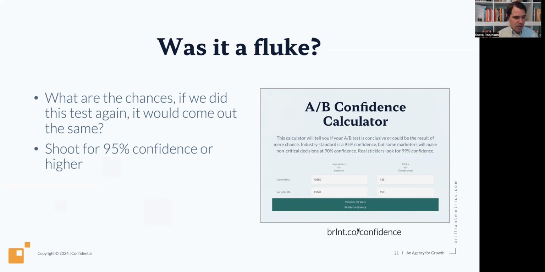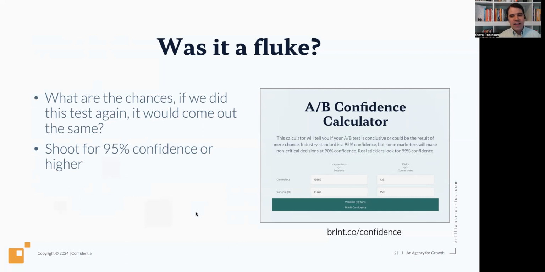And this one, we do have a really nice, easy to use one on the Brilliant Metrics website. If you go to brilliant.co/confidence, you can get to it. You can put in simply the number of impressions for your control and the number of impressions for your variant. Or if this is a landing page test, you're looking at the number of sessions for the control and the number of sessions for your variant. And then the number of positive outcomes. Could be clicks, could be conversions, could be whatever it is you're shooting for as that positive outcome, over here for version A and for version B. And then it'll tell you right down here which one won and at what confidence level.